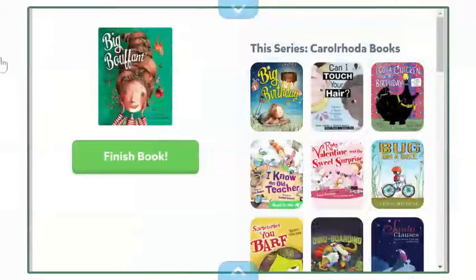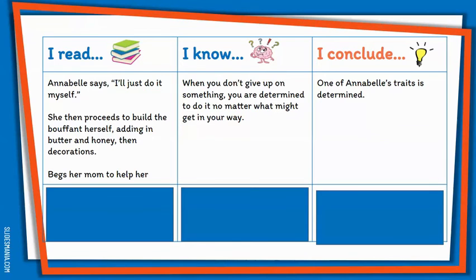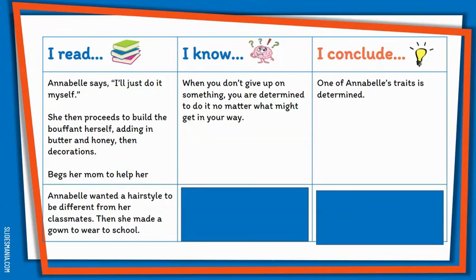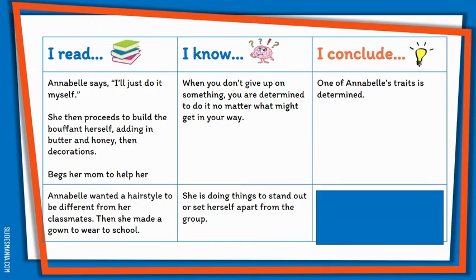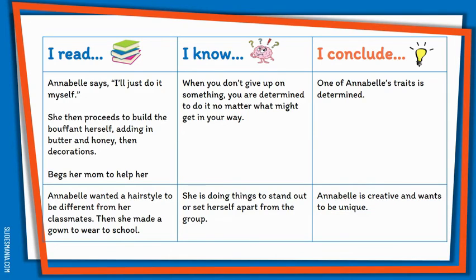The end. Let's draw one more conclusion. When I think about Annabelle's actions, she wanted a hairstyle that would be different from her classmates. Then, when everyone copied her and had bouffants too, she made a gown to wear to school. I know that Annabelle is doing these things to stand out or set herself apart from the group. So I can conclude that part of Annabelle's personality or traits shown through the story is that she is creative and she strives to be unique.